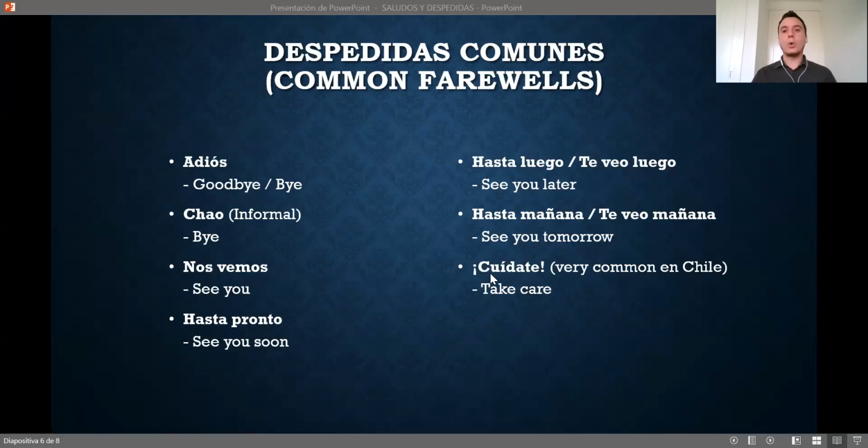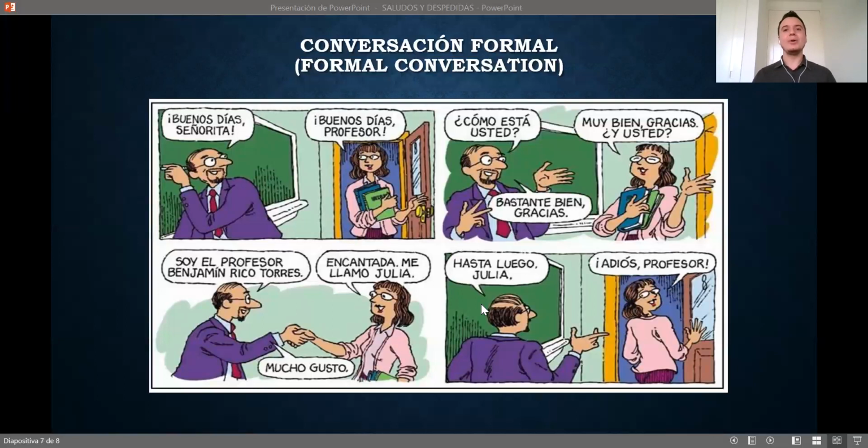And finally, cuídate, which is a very common expression in Chile, right? Take care. Cuídate or te cuidas. Both expressions mean the same. All right, now let's get into the context, right? By reading these very simple conversations, to differentiate between a formal and an informal conversation.